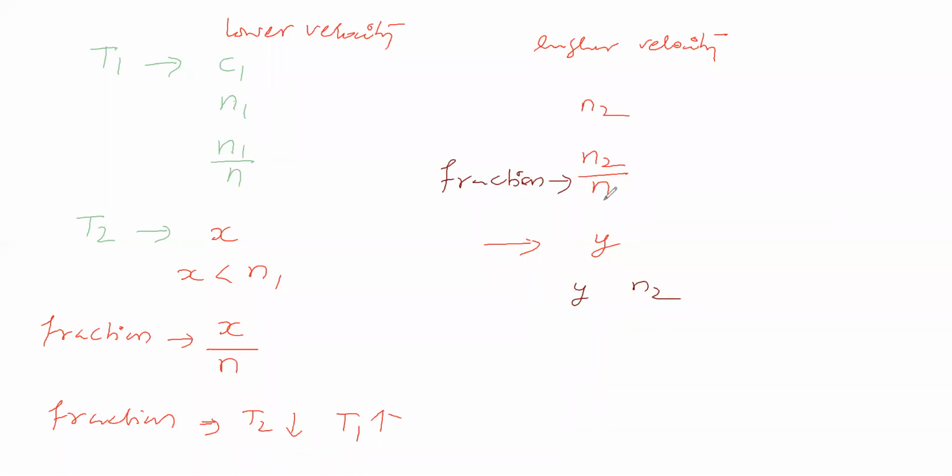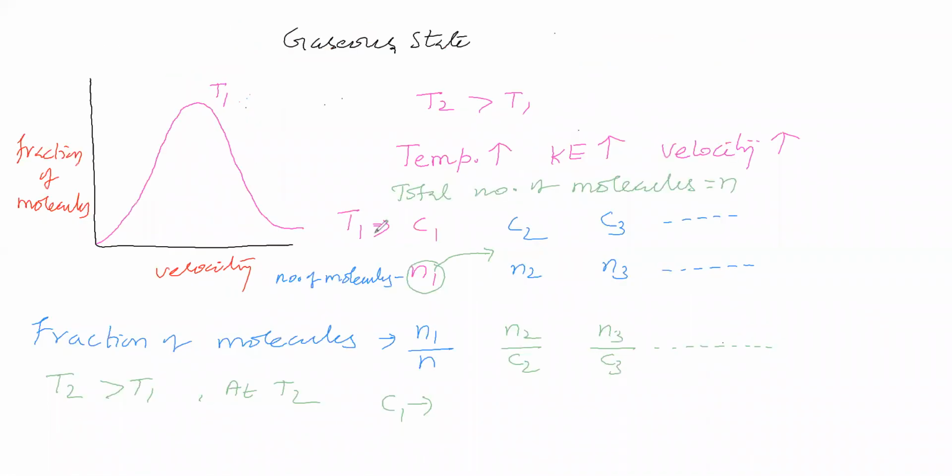So when the temperature is T2, at this higher velocity, Y molecules are there. Now let us compare Y and N2. Here you have to think: when the temperature is T1, the starting velocity is C1, the next higher velocity is C2, still higher velocity is C3, and so on. C1 is the starting velocity, and this velocity is possessed by N1 molecules.